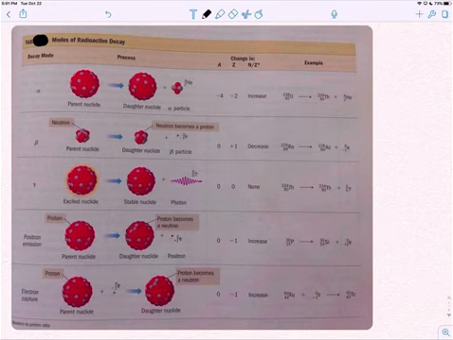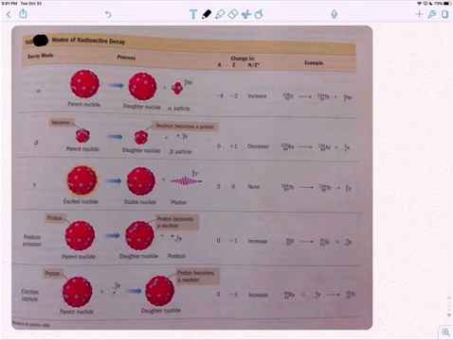Gamma emission: whenever you have any of these, you are going to have a gamma emission. Positron emission has no change in the mass, but the number of protons decreases by 1. Same thing with electron capture, so it's very similar.